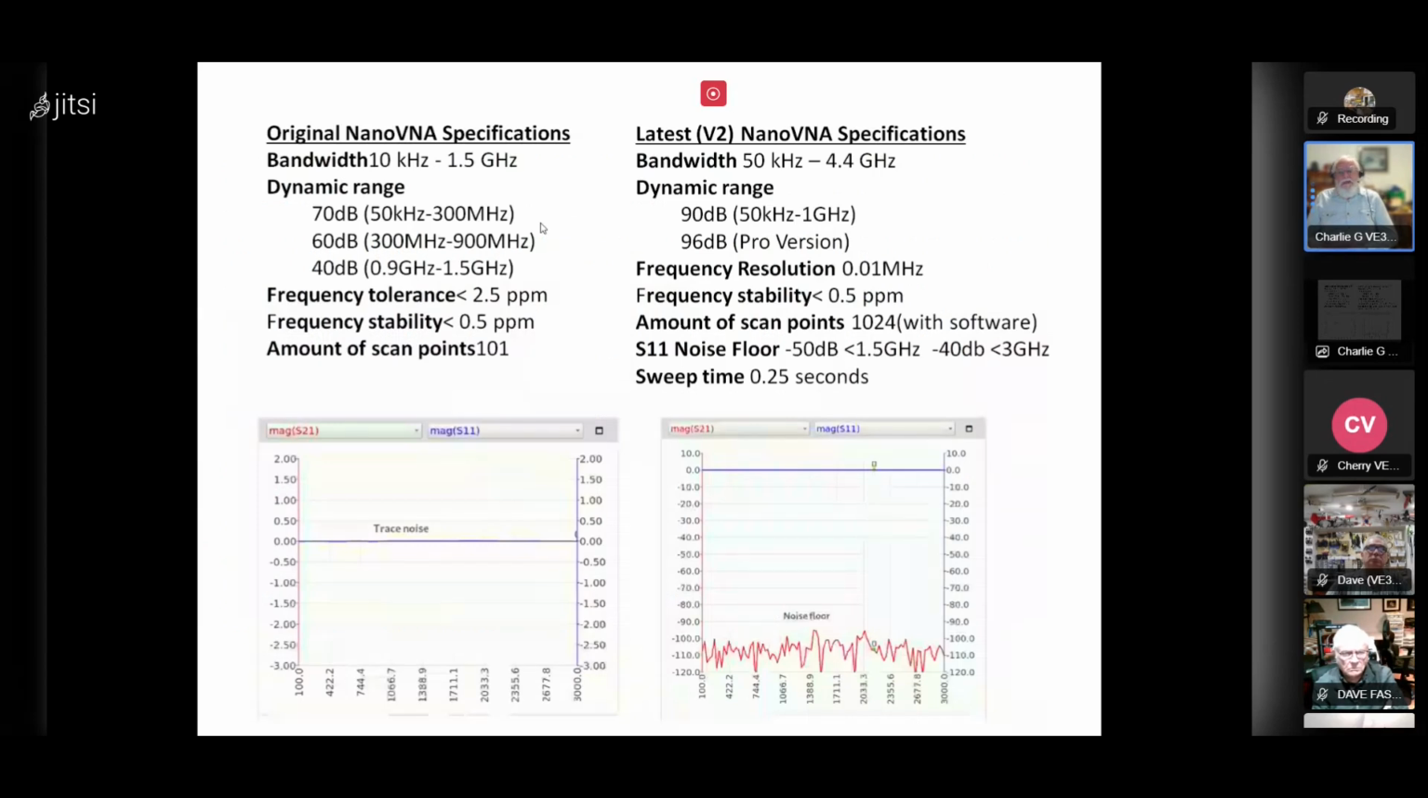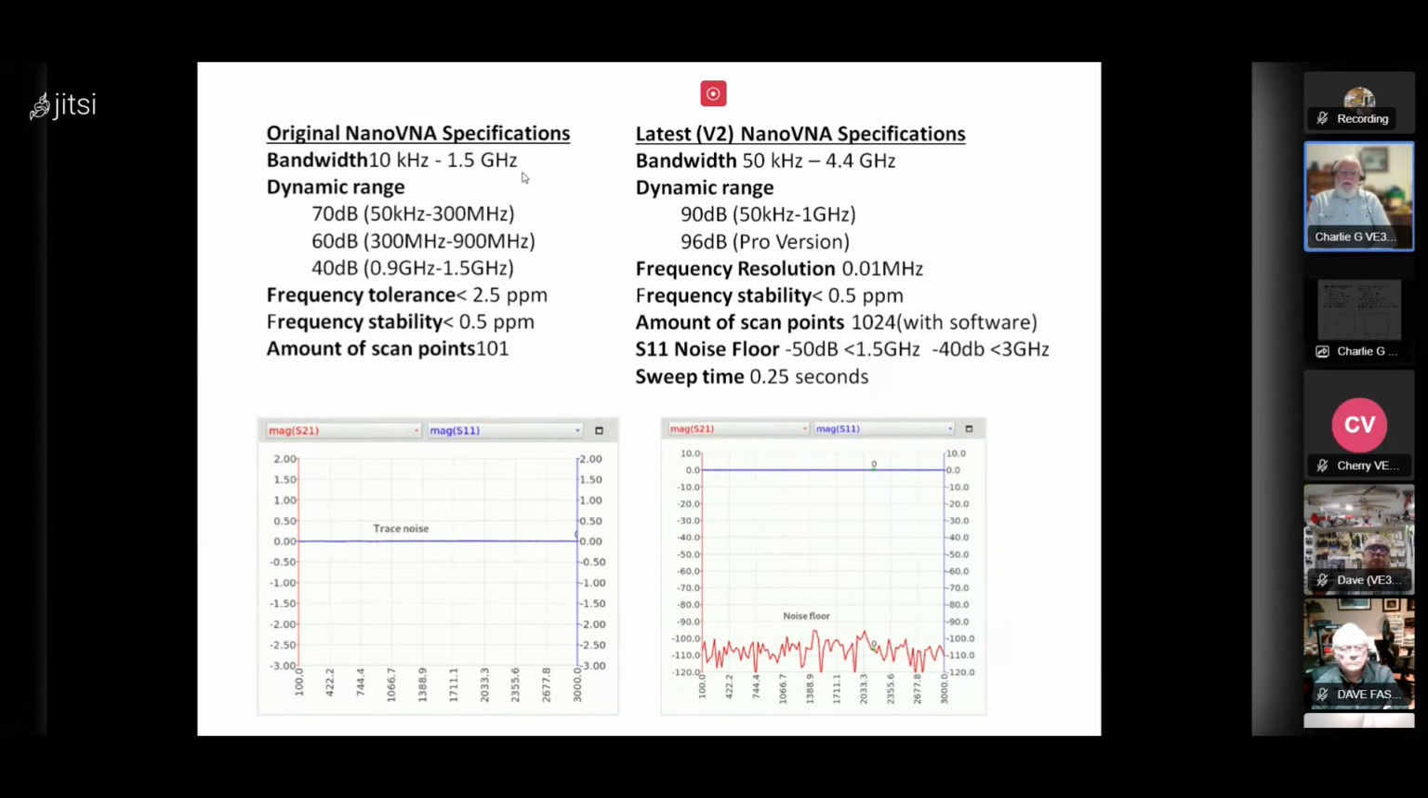So just looking at some of the specs, just to kind of get our heads around what these things might look like. The original NanoVNA, 10 kilohertz to 1.5 gig. It had a dynamic range up to 300 megahertz of about 70 dB. Beyond that, 300 to 900 was 60 dB, and from 900 to 1.5 gig was about 40 dB. The frequency tolerance, 2.5 parts per million, and frequency stability, 0.5 parts per million.